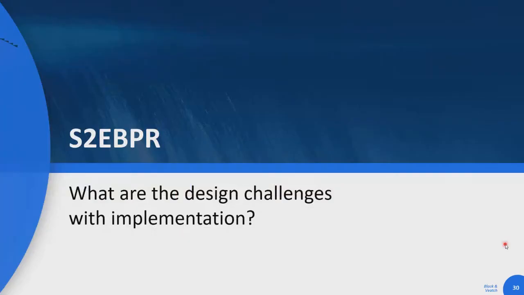So what are the design challenges with implementation? We wanted to spend a little bit of time on this. We're kind of getting a good sense of the COD balance and how we do the math around that. But what are some of the more design challenges associated with implementing these side stream processes?